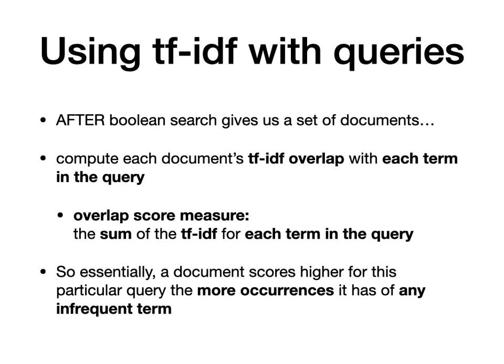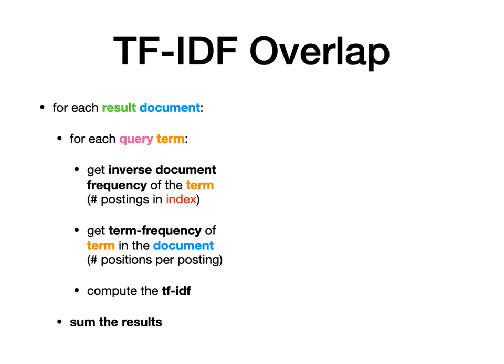So for each one of these documents, we can run through and say, okay, what is the TF-IDF overlap of this document for each term, right? Or rather, what is the TF-IDF score of this term in this document? And then we're going to do it for each term, and we're going to sum it all together. So basically the idea is each document will then have some score based on the number of occurrences and the rarity of the terms. So let's look at this. What's the actual computational process? For each result document, you're going to look at each query term.